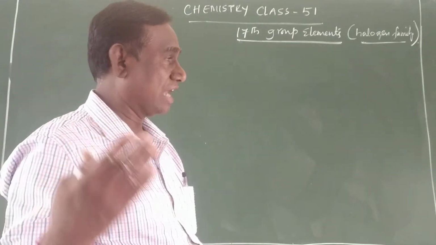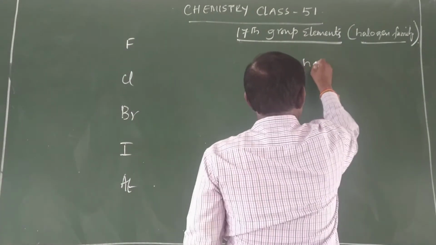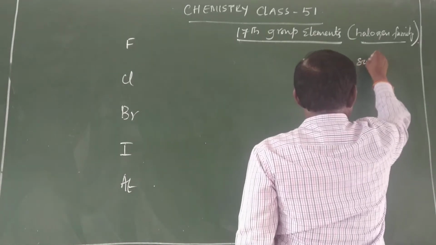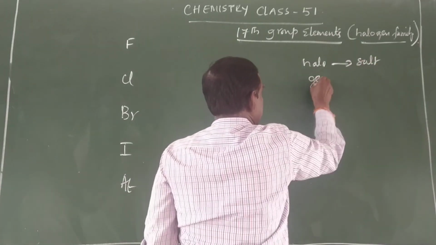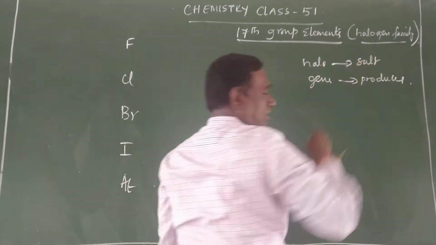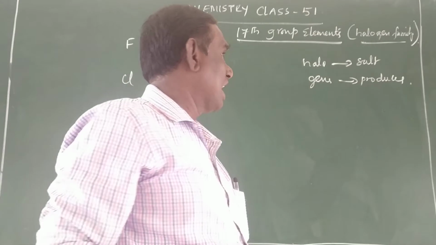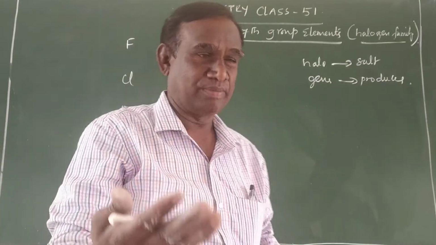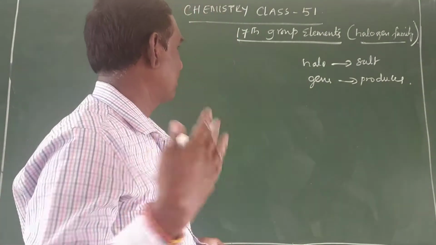What is the meaning of halogen? Halo means salt, and gens means producers. Therefore halogens are nothing but salt producers. Halogens are also called salt producing elements.